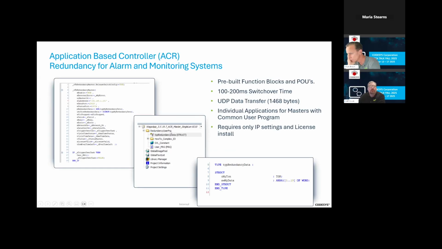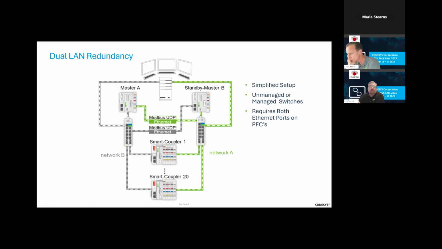So we have two different network architectures available when you're using application-based redundancy. One is the dual LAN redundancy, and the way this is set up, if you can see the diagram, is there are two completely separate Ethernet networks set up for the redundancy system. This makes it a little easier to set up.